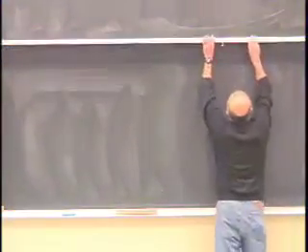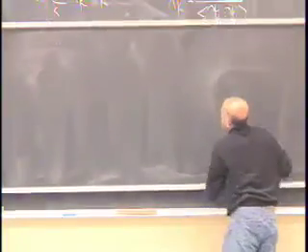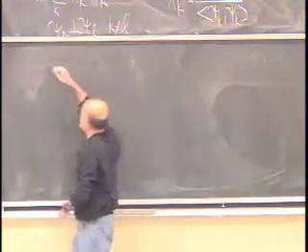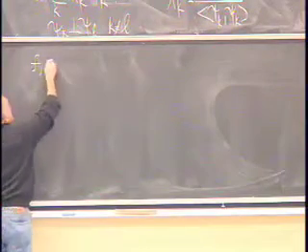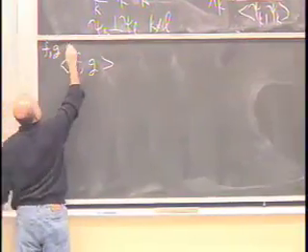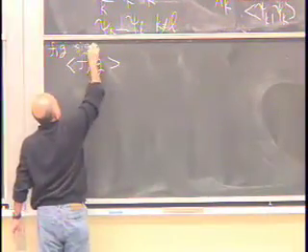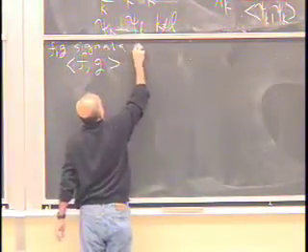Let me also just put the last nail in the coffin. When you have two signals, f and g, let's say f and g are signals periodic with period 2.